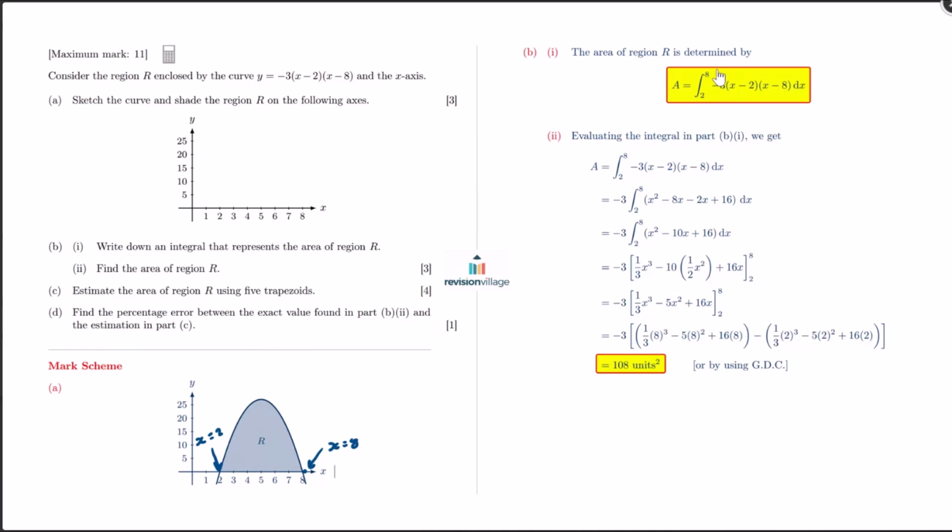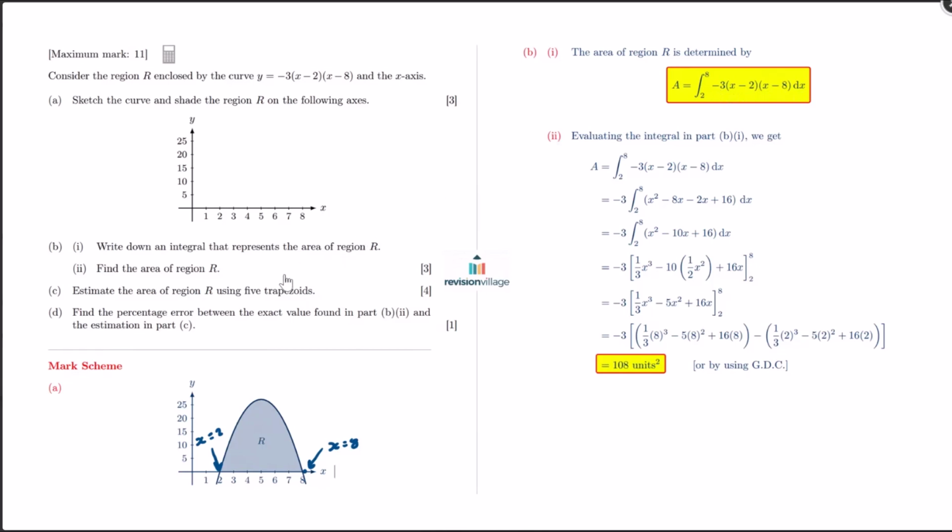There's no working out prior if we do have these three pieces of information: lower boundary, upper boundary, and equation of the curve. So reading this reads to me the area is equal to the definite integral from 2 to 8 of this equation here with respect to x. In other words, bounded by the x-axis. So that is the first part of B.